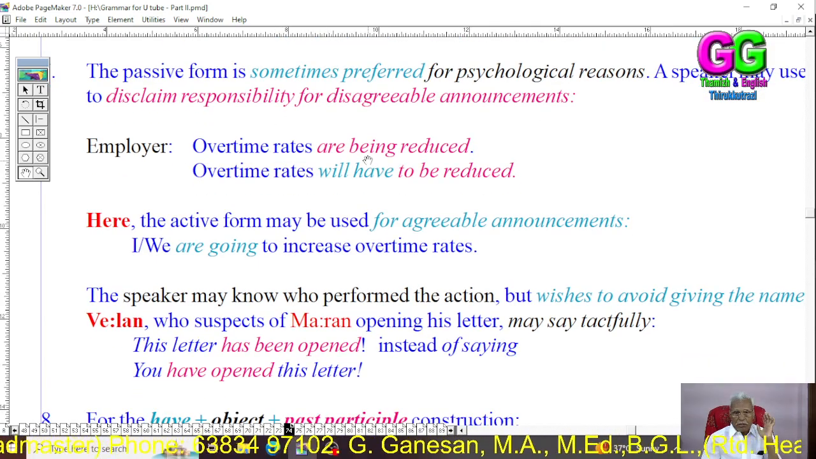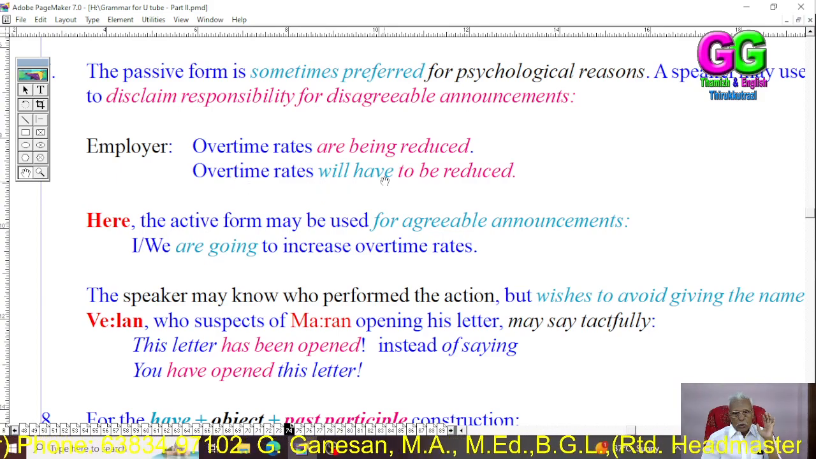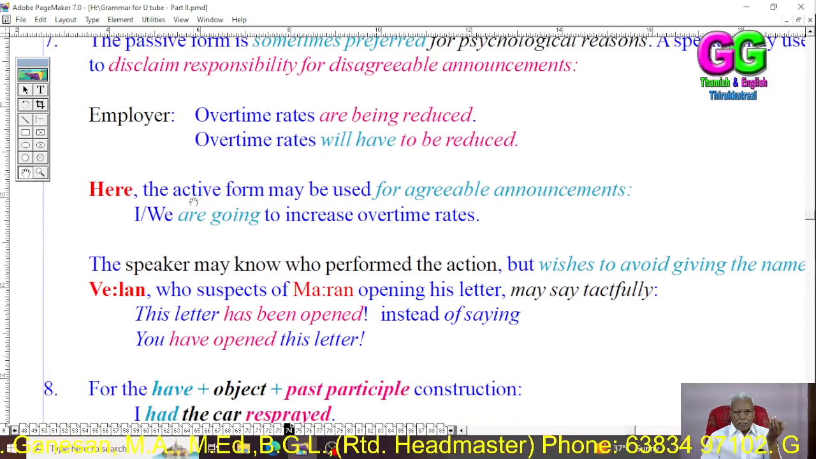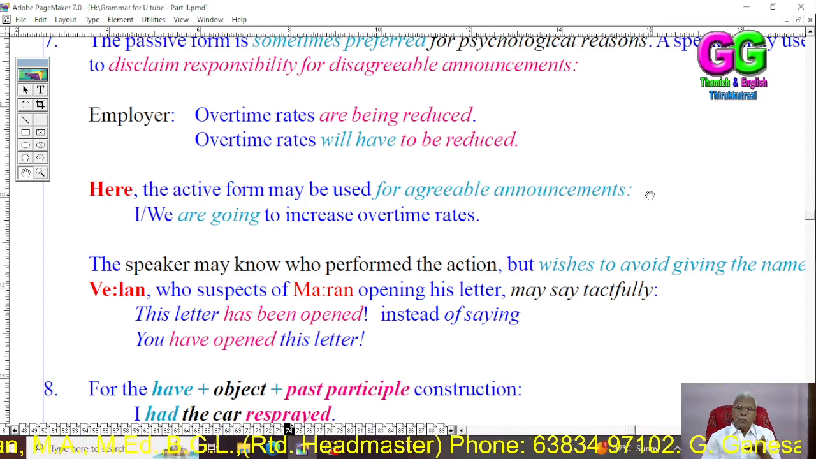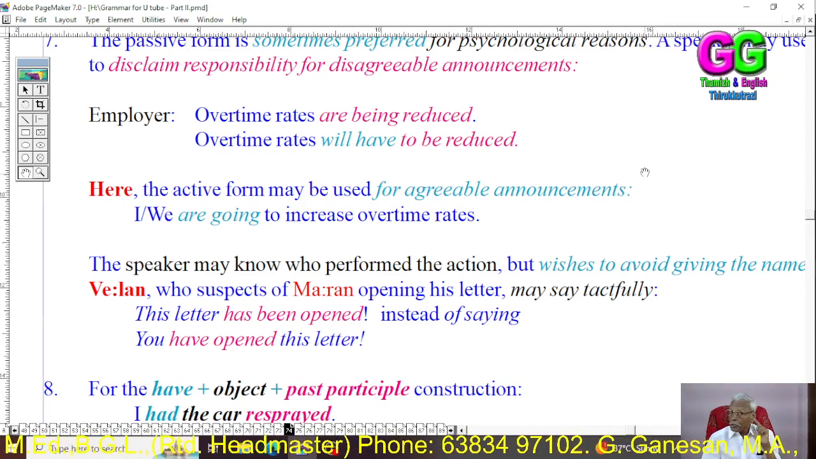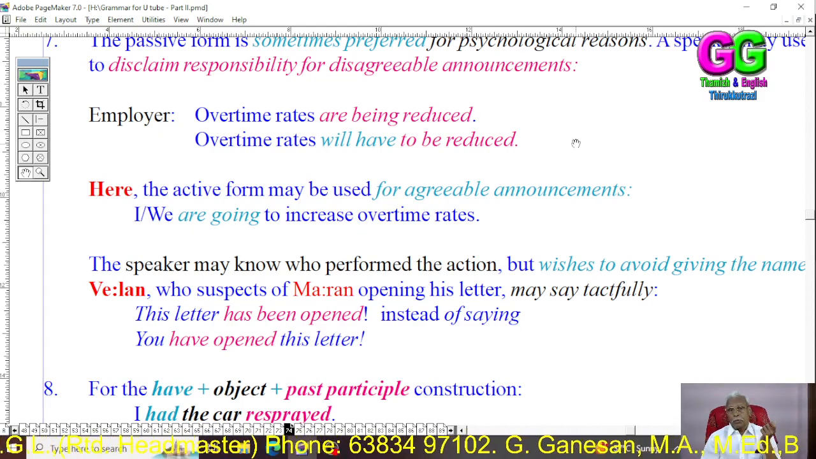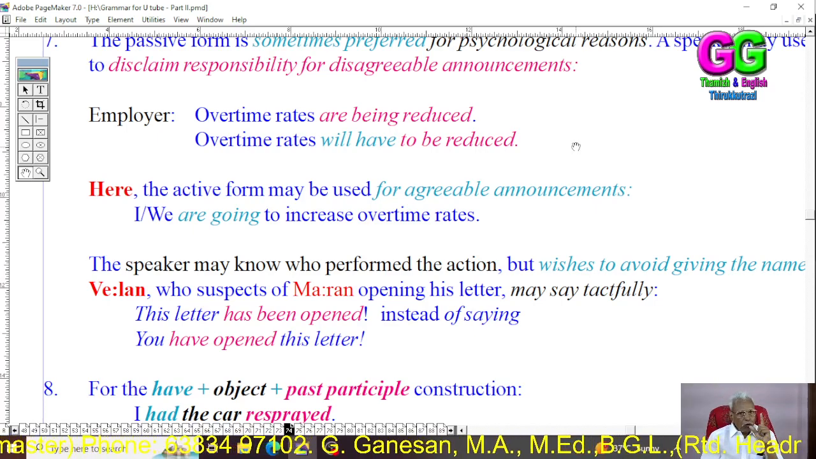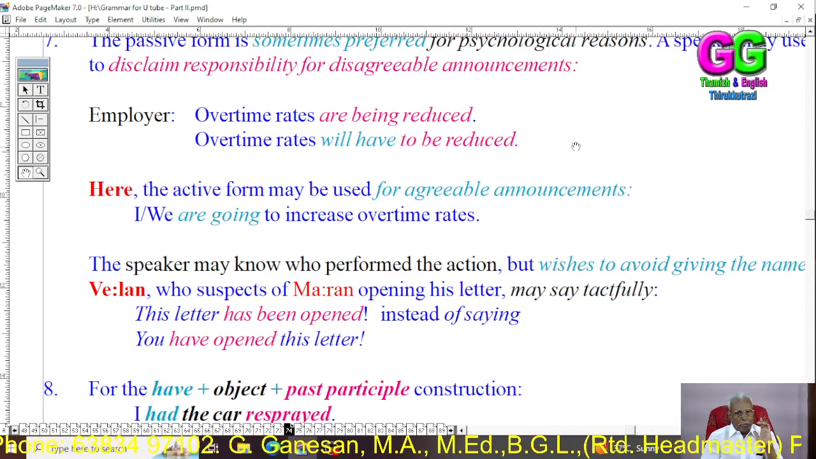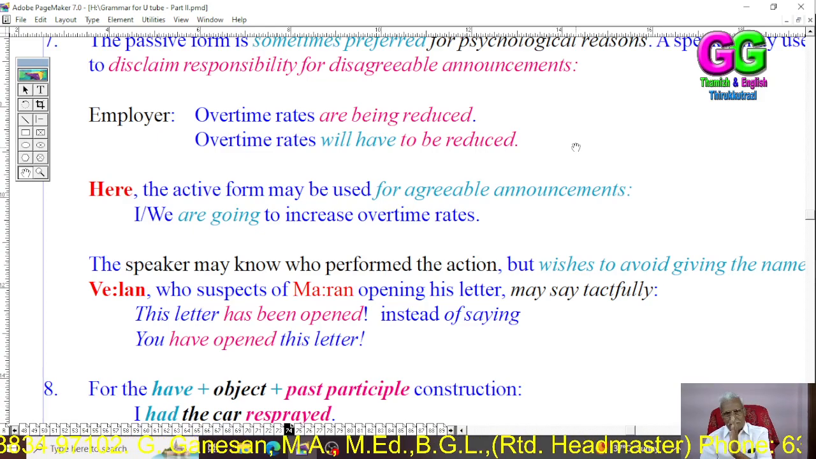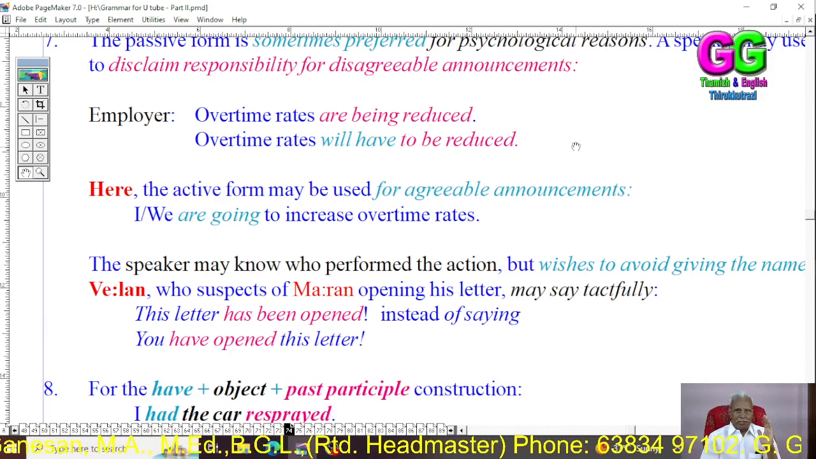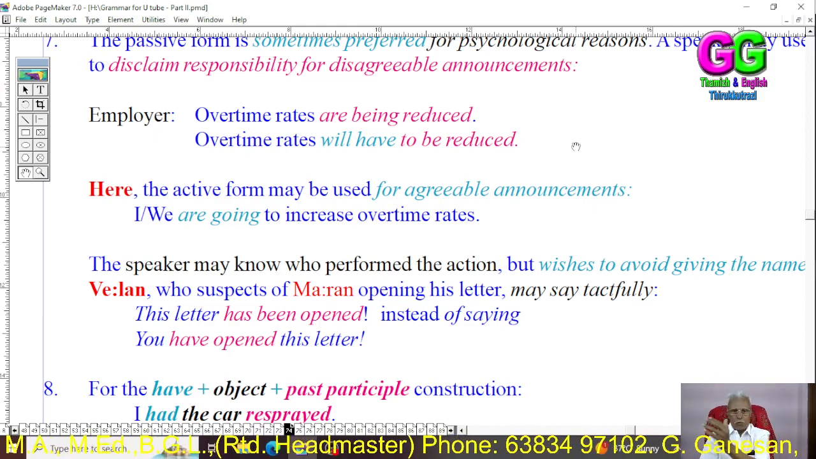Employer: overtime rates are being reduced. Overtime rates will have to be reduced. They are in passive voice because the announcement is not an acceptable one. The active form may be used for agreeable announcements. For disagreeable announcements, it is better to avoid showing the speaker, so use passive voice. For agreeable announcements, it is better to show the doer, so active voice.